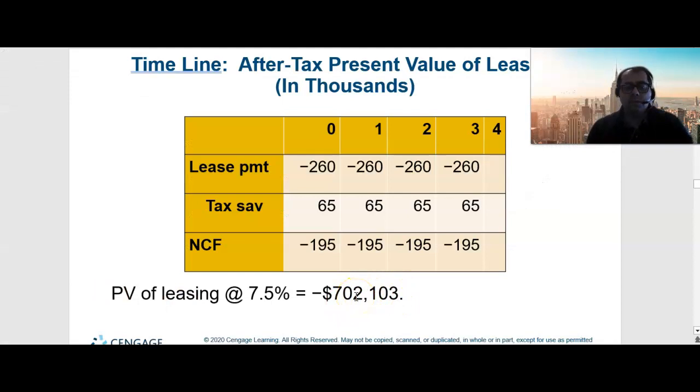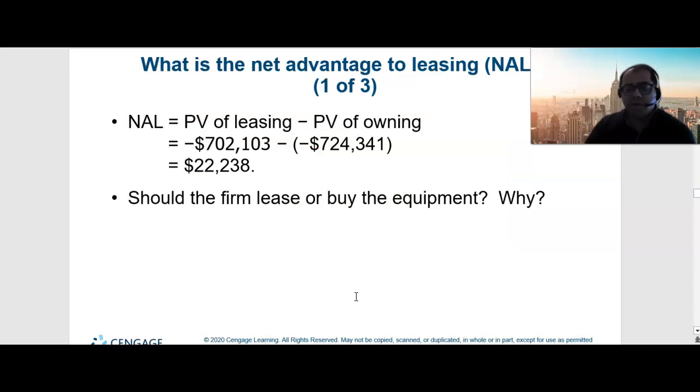Right? So now that we've calculated the present value between the two, we just compare which one is the better option, and obviously, leasing turns out to be the better option. So, if we have this opportunity available to us, we should definitely lease.